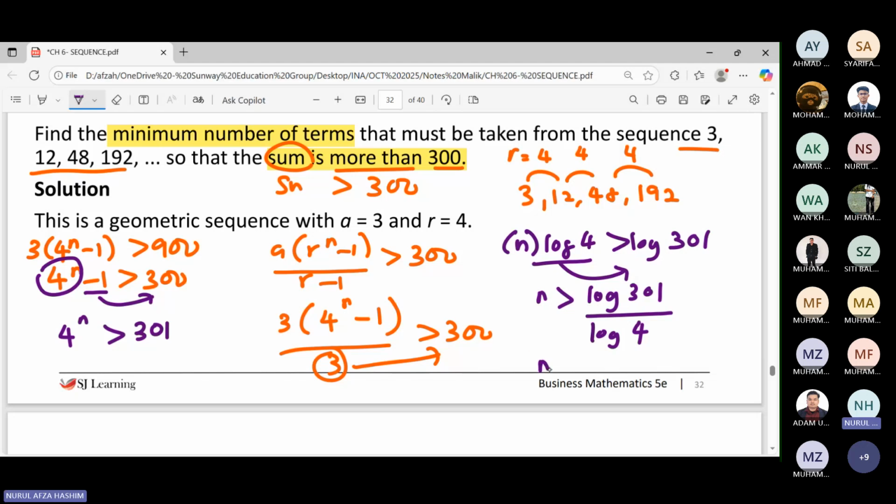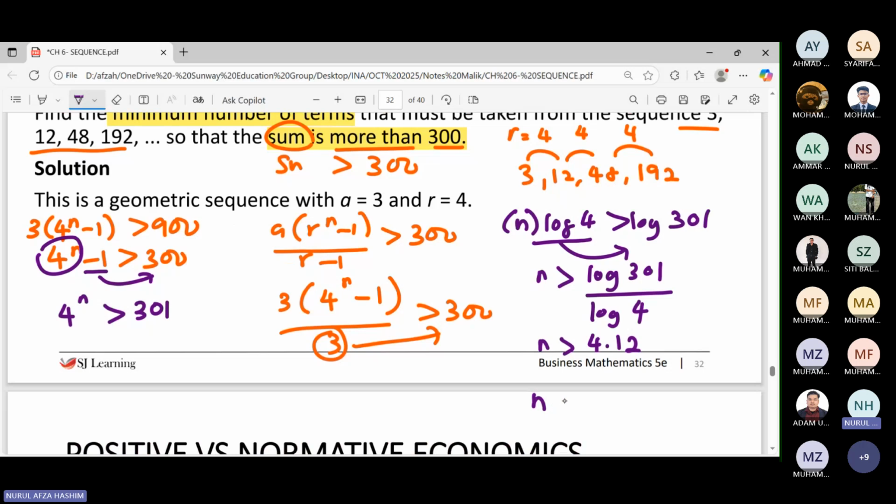So when you divide it by this, you should have 4.12. Dapat sama tak? Setuju. Okay. So n should be berapa? N should be 4 ada. 5. N should be 5.